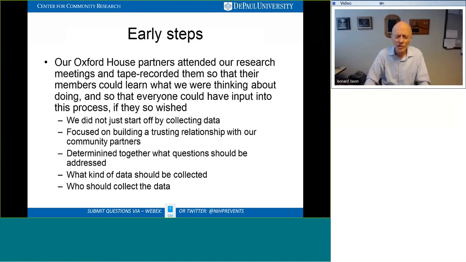So in our early steps, our Oxford House partners attended our research meetings and tape recorded them so that their members could learn what we were thinking about doing, and so that everyone could have input into this process if they wished. We did not just start collecting data. We focused on building a trusting relationship with our community partners. We determined together what questions should be addressed, what kind of data to be collected, and who should collect the data.